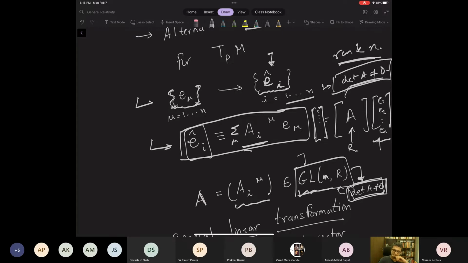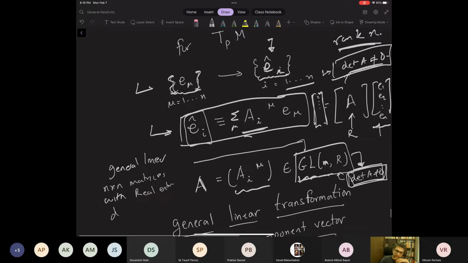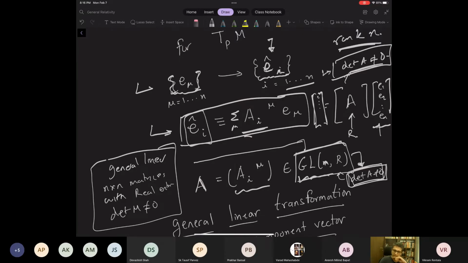Let me just explain, because this will show up in other places. This is called general linear transformations, or general linear n by n matrices with real entries, where the determinant of these matrices is non-zero. The set of such matrices forms a group under the operation of matrix multiplication, and that group is denoted as GL(n, R). So any element of that group you can take and use that to define a non-coordinate basis.